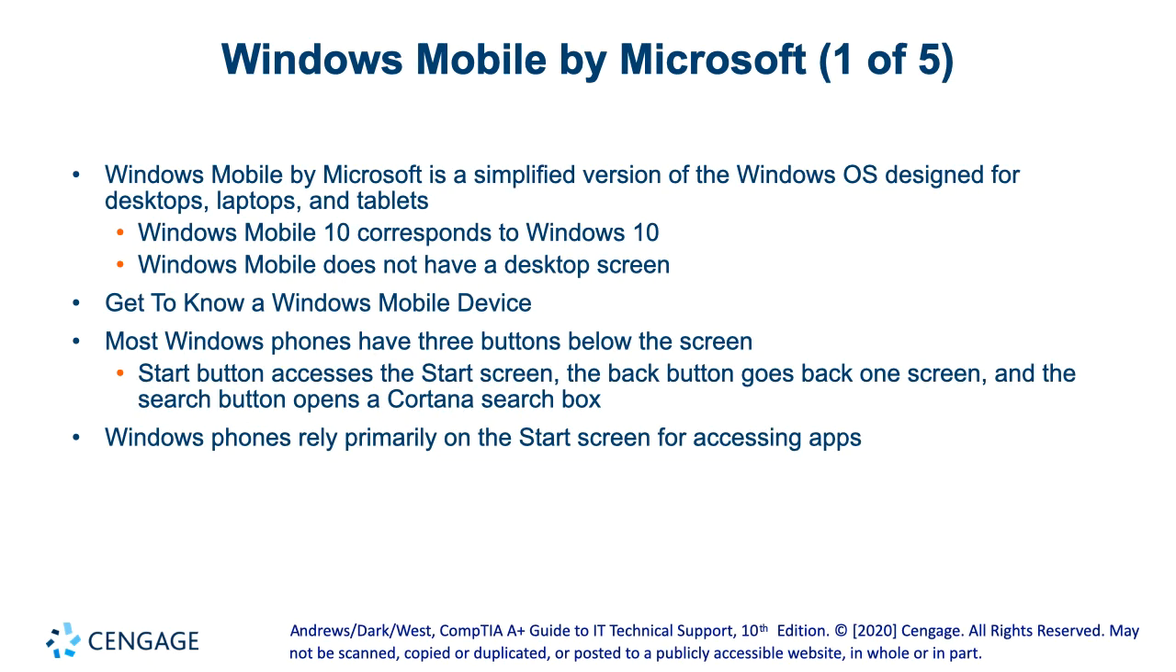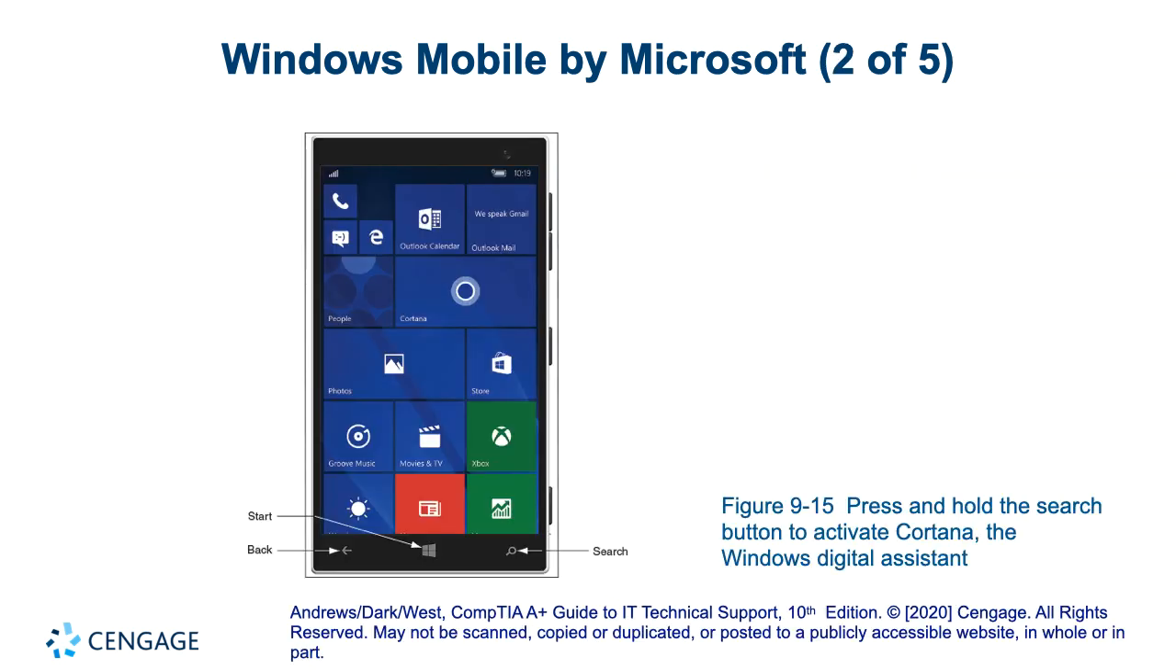Windows Mobile is related to Windows 10 and it has no desktop screen. Windows phones rely primarily on the start screen, and most Windows phones have three buttons below the screen. One to access the start screen, the other is a back button, and the third is used for search. And here's an example of a phone running Windows Mobile. And so you can, like I said, the start button there in the middle, search on the right, and the back button on the left.